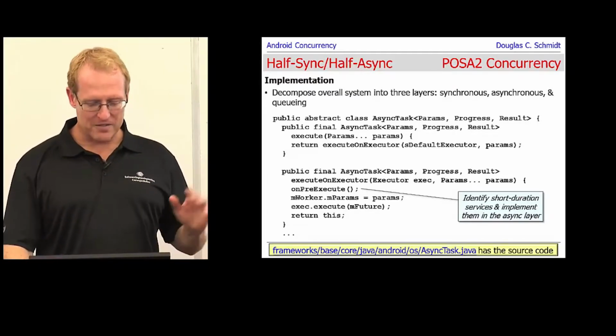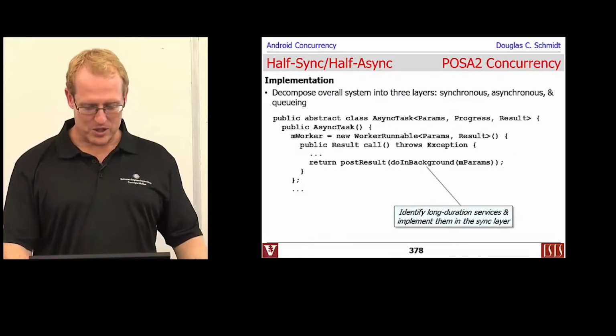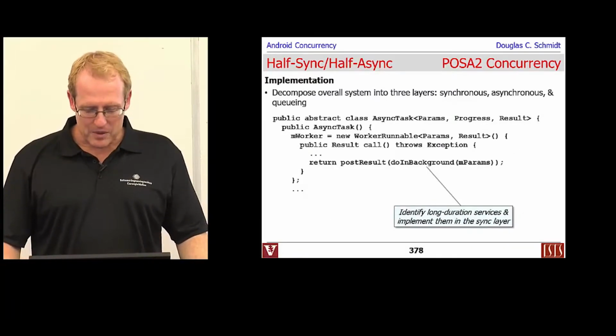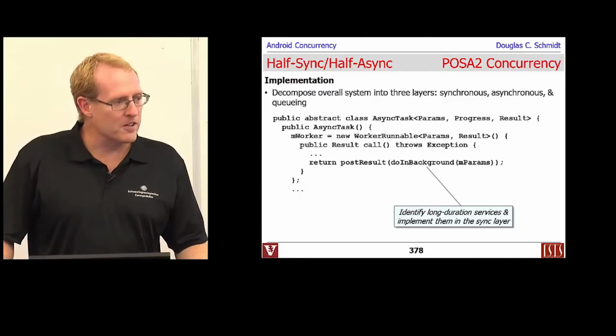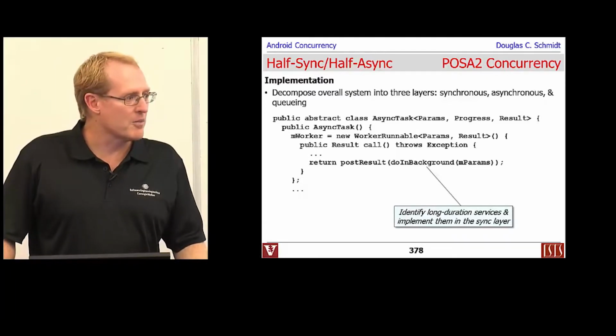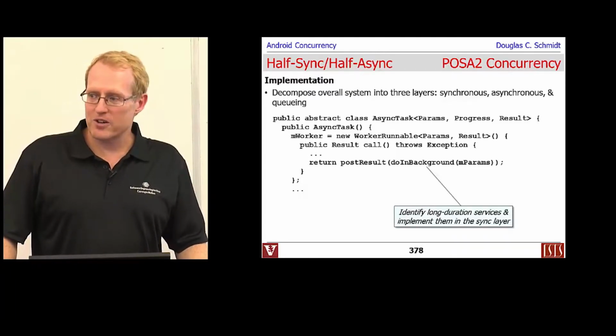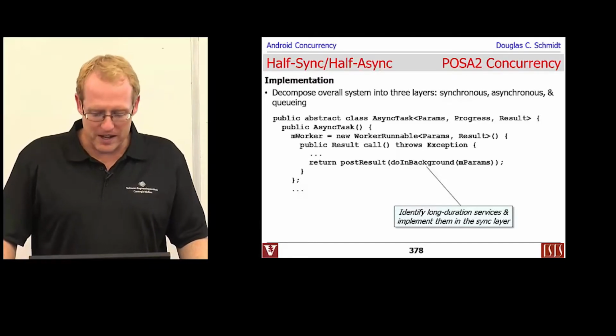OK, so that's kind of the first thing. And we'll take a look at the source code here in a second. The next thing you want to be able to do is figure out what stuff's going to run for a long time. So in the context of our particular example, that's going to be the downloading of the file.